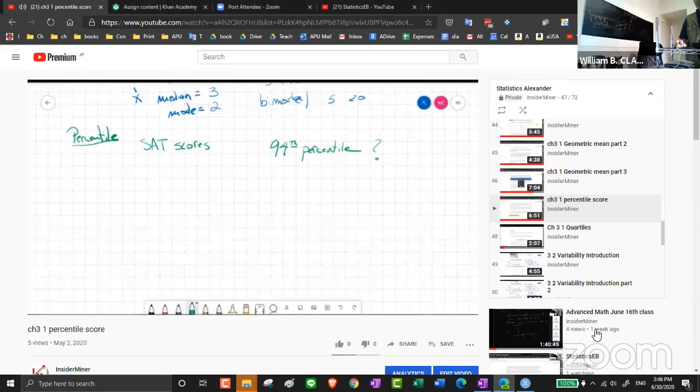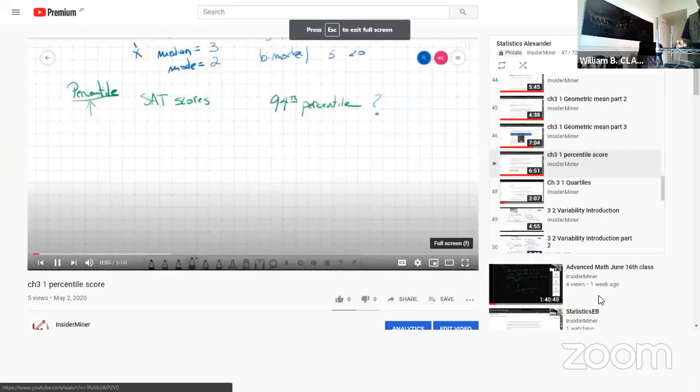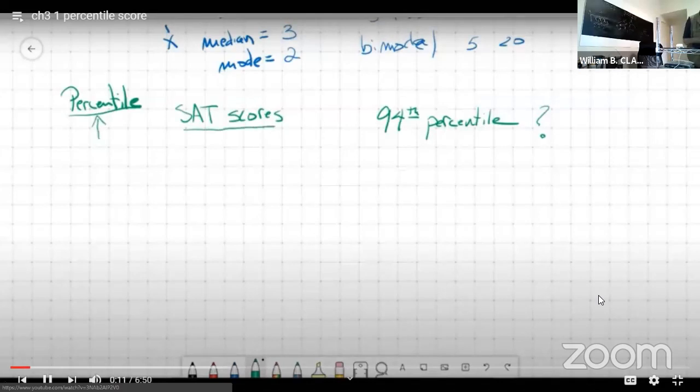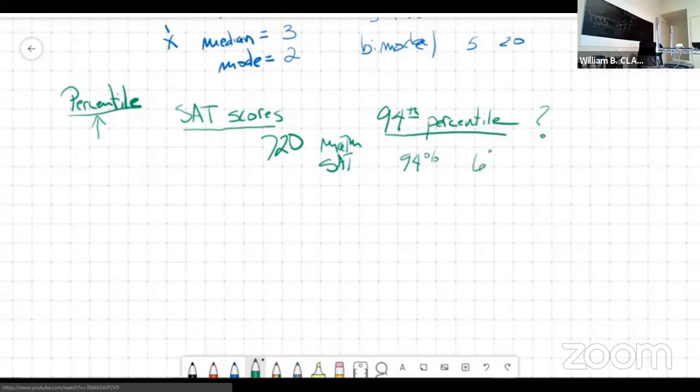Okay, so the next measure of location is the percentile measure. You often see this when you hear about SAT scores. So you might have gotten, say, a 720 on your math SAT, but they also tell you, oh, that was the 94th percentile. So what does that mean? It means that your score was higher than 94% of all the test takers, and your score was worse than 6% of all the test takers. So that's what the 94th percentile means.